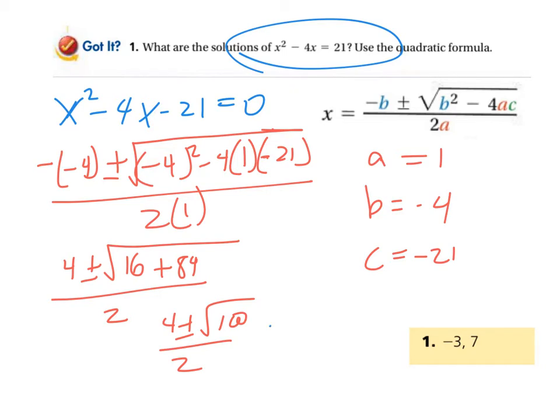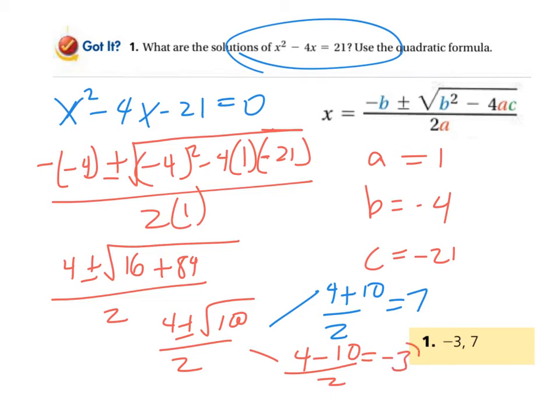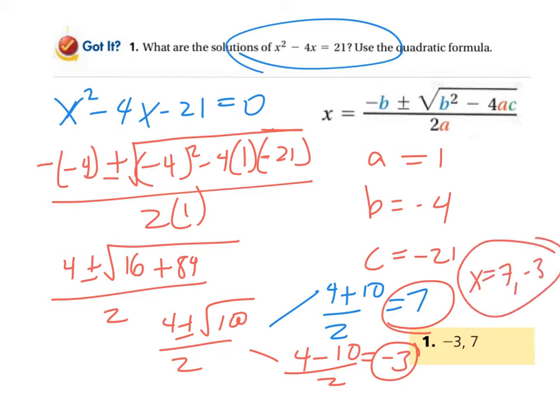So again, that breaks into two pieces. 4 plus 10 over 2, and 4 minus 10 over 2. This becomes 7, and this becomes negative 3. I think it's negative 6 halves, then it becomes negative 3. So there's our two answers. Again, x equals both of these, so that's what you'd want to put. X equals 7 and negative 3, and there's your answer.